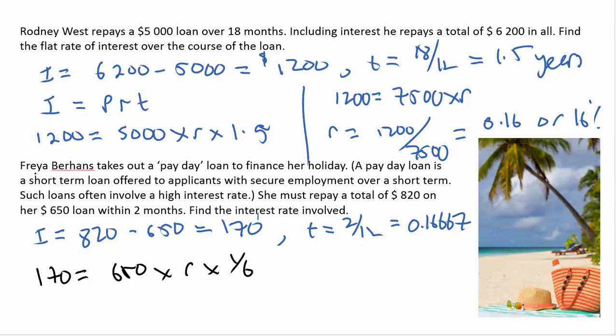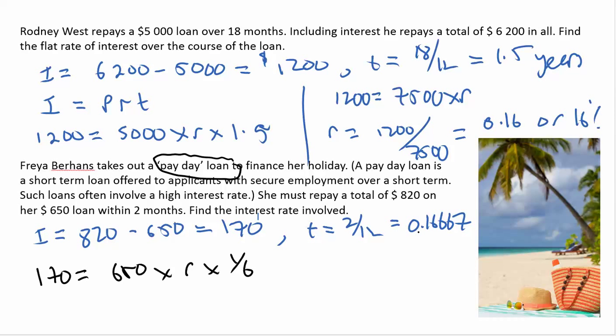The last part of this concerns a payday loan. Now payday loans are really nasty. They're a very short-term loan offered to people with secure employment over a very short term. Payday because they directly take it out of your bank account when you're paid. The total of interest that she's charged just for 2 months is $170.